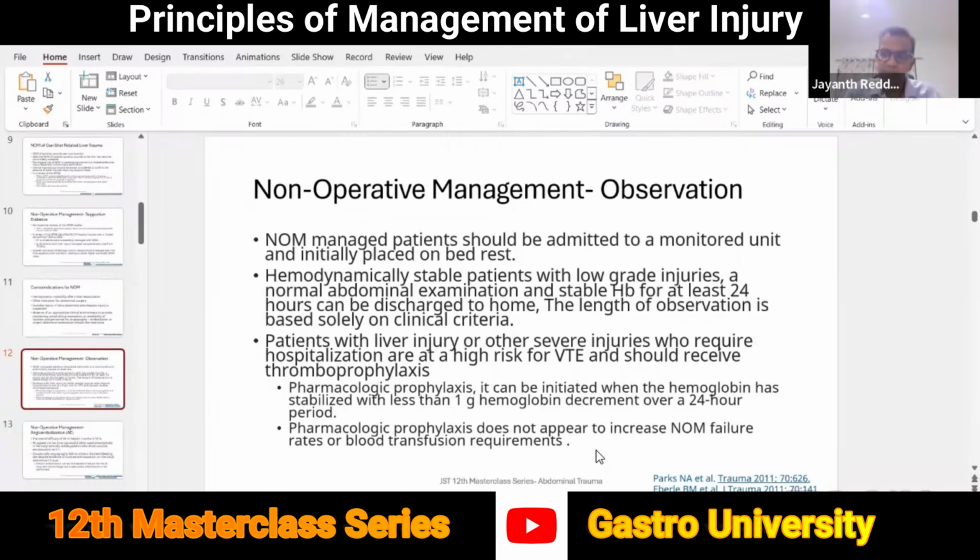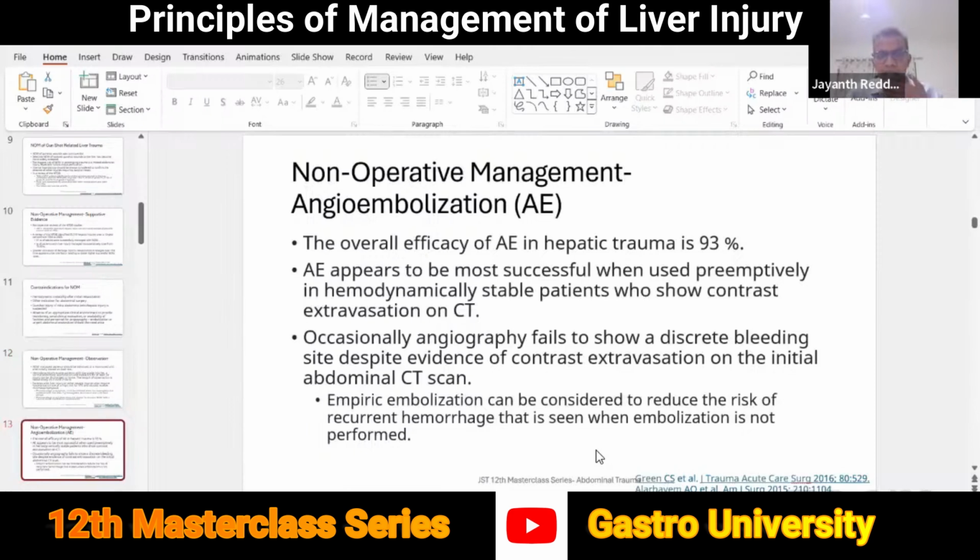Venous thromboembolism, both deep vein thrombosis and associated pulmonary embolism, are the third most common causes of death in these patients. So, it is important to initiate mechanical thromboprophylaxis and also initiate low molecular weight heparin pharmacological thromboprophylaxis in these patients when hemoglobin has been stable over a 24-hour period. And studies have shown that initiation of pharmacological prophylaxis does not increase the non-operative management failure rates or, for that matter, blood transfusion required.